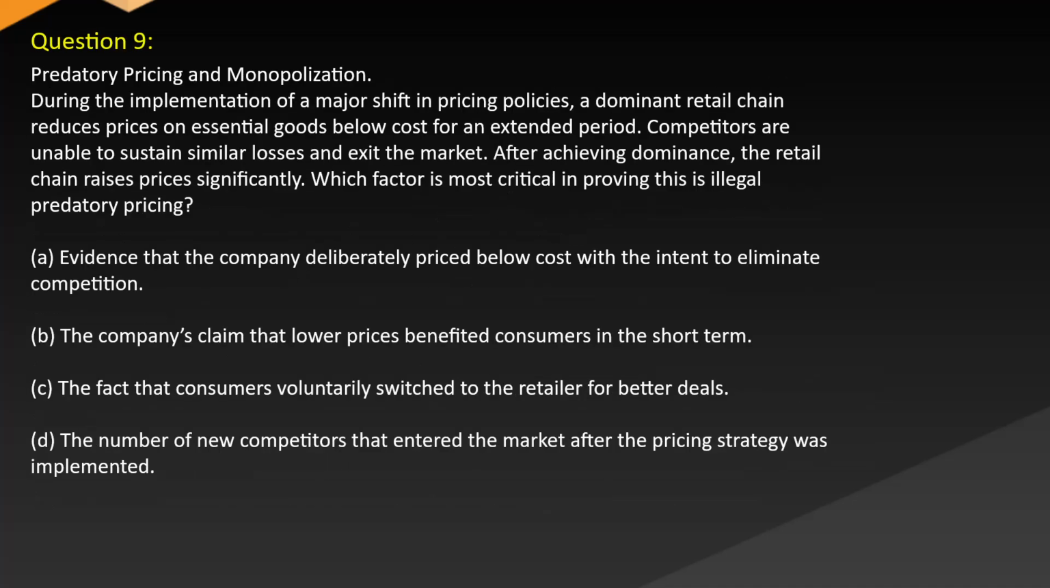Question 9. Predatory pricing and monopolization. During the implementation of a major shift in pricing policies, a dominant retail chain reduces prices on essential goods below cost for an extended period. Competitors are unable to sustain similar losses and exit the market. After achieving dominance, the retail chain raises prices significantly. Which factor is most critical in proving this is illegal predatory pricing?